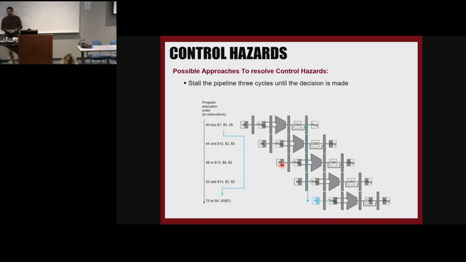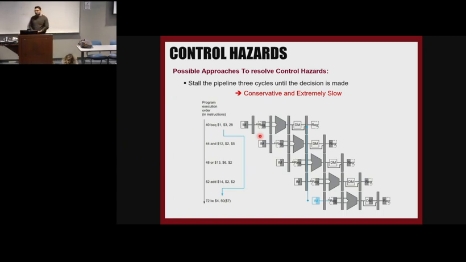So how can I fix this problem? The easiest way is that when I'm at the decoding stage, when I decode a branch, I just stall for 3 clock cycles. Every time that I decode a branch, when I look at the opcode and I find out this is a branch, I just stop, just stall everything for 3 clock cycles. And we know how to stall the pipeline, we just send control signal 0 to the pipeline. That's one solution. But it's very expensive. We don't want to do this.